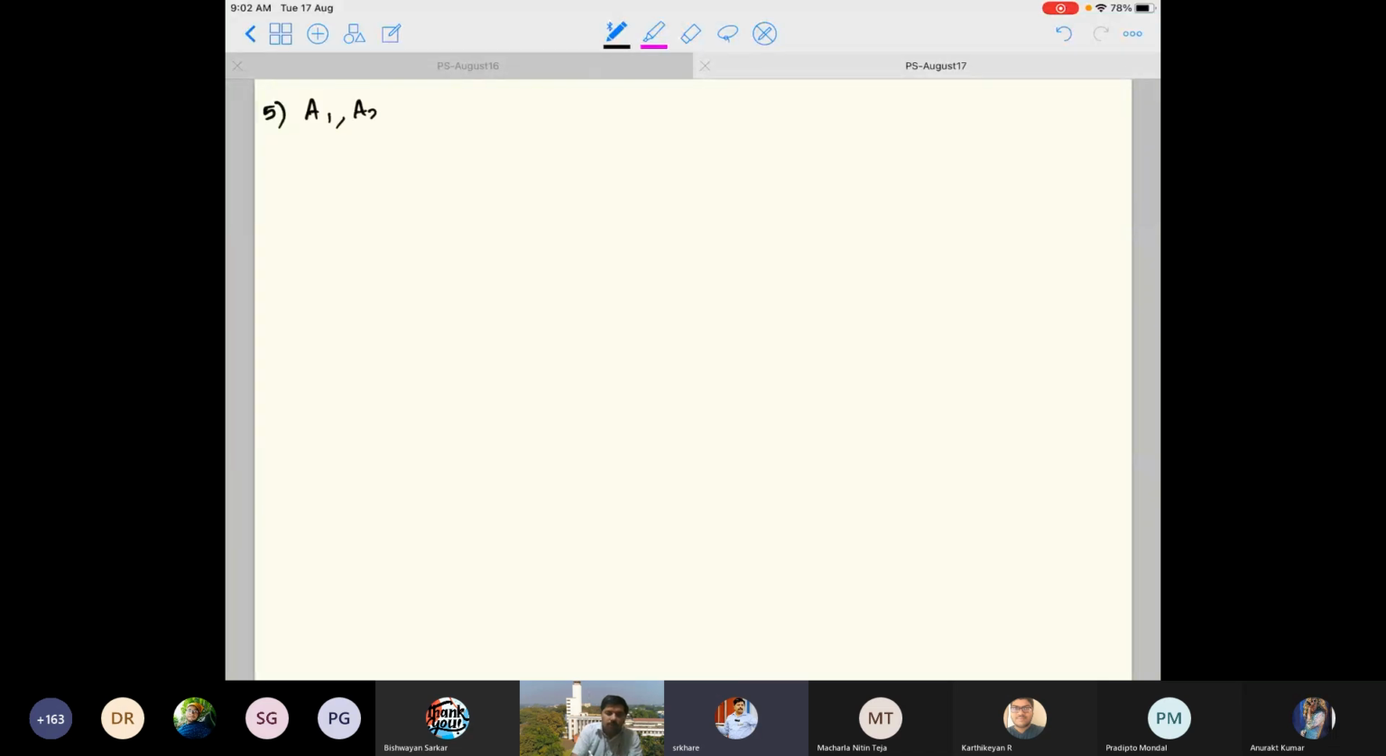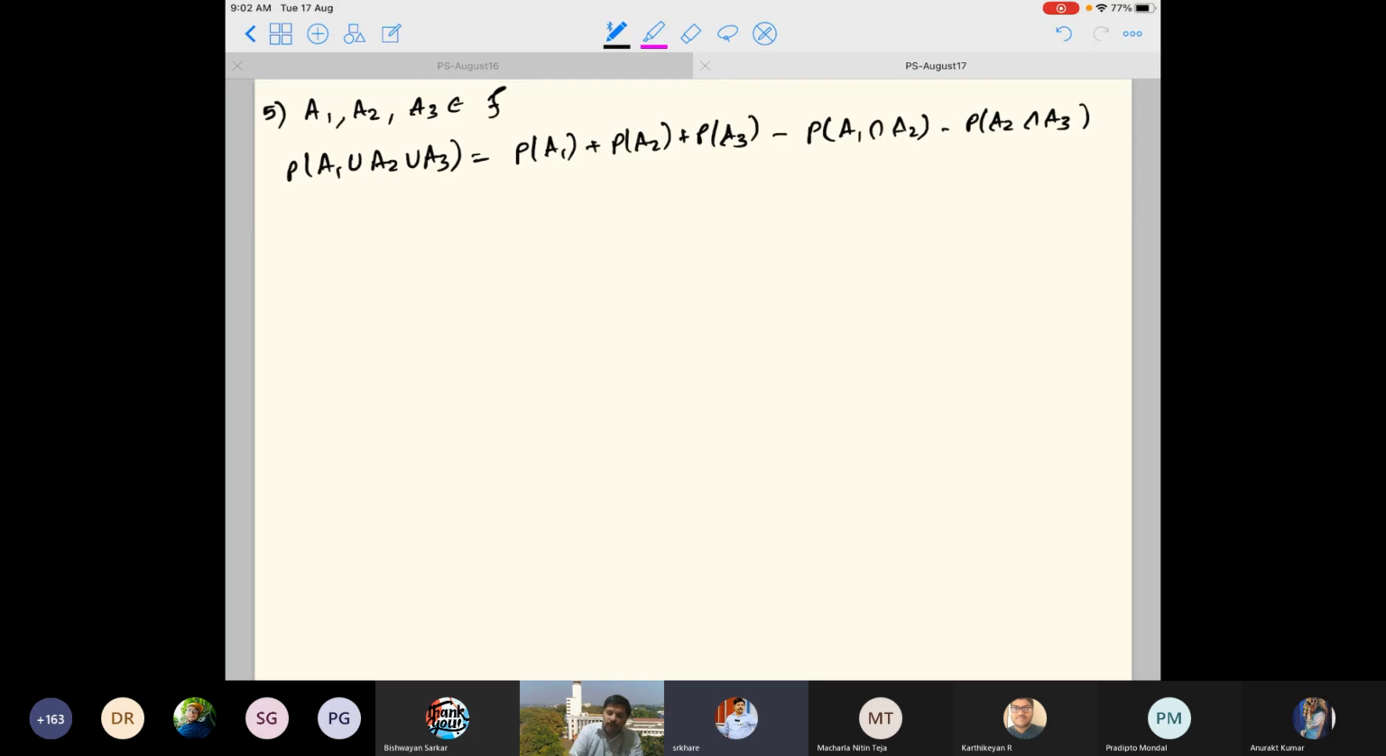If A1, A2 and A3 are events in F, then what happens? Probability of A1 union A2 union A3 is probability of A1 plus probability of A2 plus probability of A3 minus probability of A1 intersection A2 minus probability of A2 intersection A3 minus probability of A1 intersection A3 plus probability of A1 intersection A2 intersection A3. How will you prove this? How do you prove this?